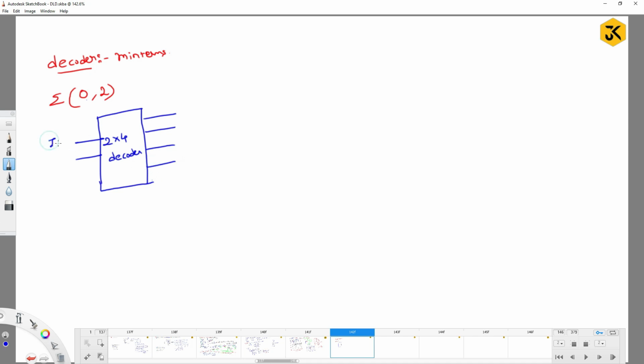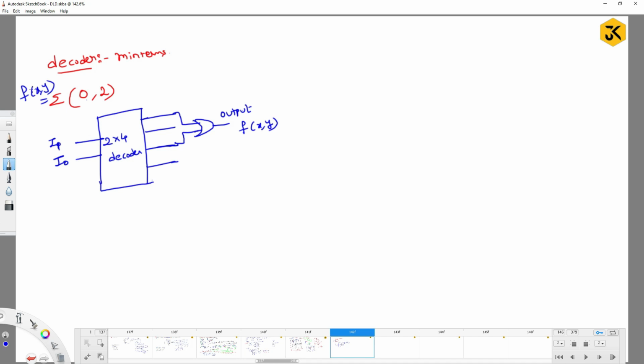So if I say that this is I1 and I0, at which lines do you need to get the output 1? You need to get the output 1 either at the 0th location or at the 2nd location. So basically we can do it like this. I can make this the actual output for the given Boolean function. So I can represent it in the form of f of x comma y.